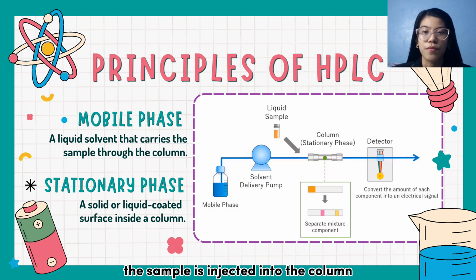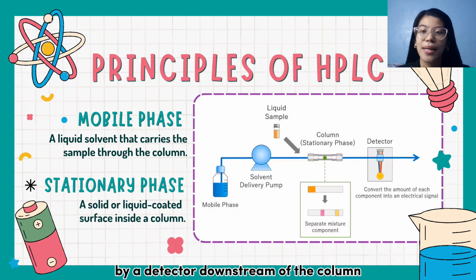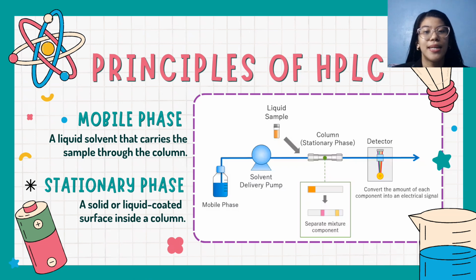A certain amount of the sample is injected into the column, and the compounds contained in the sample are separated. The compounds separated in the column are detected by a detector downstream of the column, and each compound is identified and quantified. That is the basic process of HPLC.